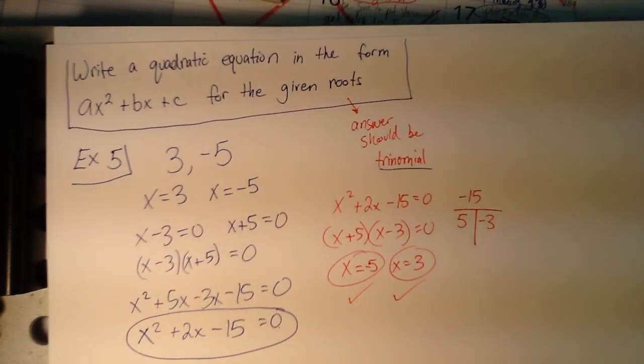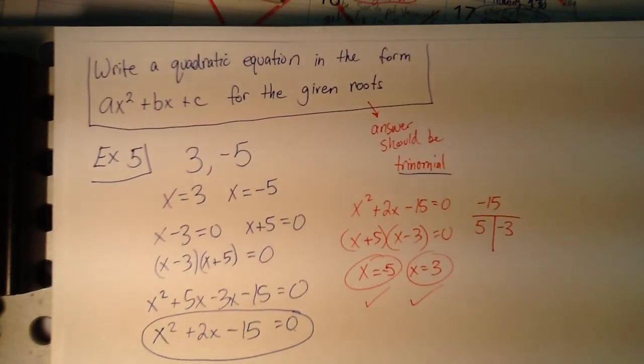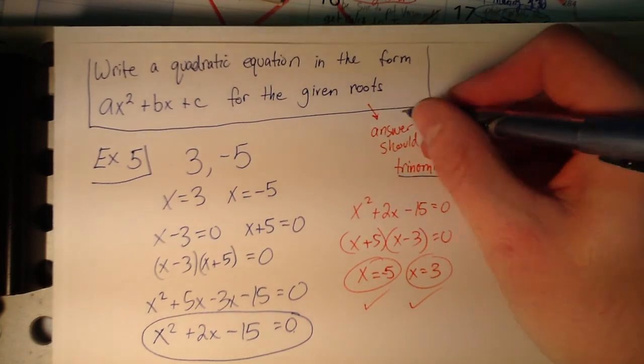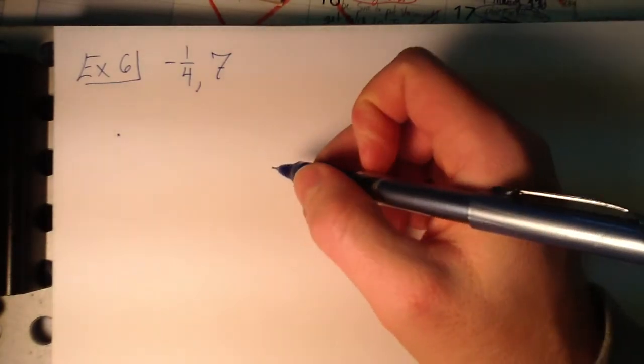All right, last one. We'll start you off with a fraction this time. Same idea, same directions as before. If you need to flash back to that, you're writing a quadratic equation in the form ax squared plus bx plus c, which is just a fancy way to say the answer should be in a trinomial for the given roots. Well, these are roots, okay?